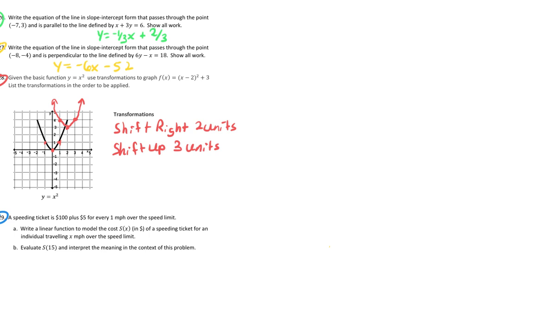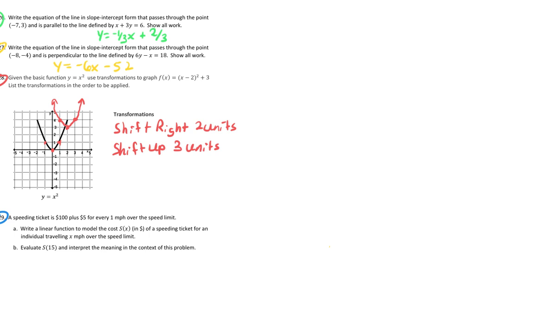Question 29. A speeding ticket is $100 plus $5 for every 1 mile per hour over the speed limit. Write a linear function to model the cost S of x in dollars of a speeding ticket for an individual traveling X miles per hour over the speed limit.